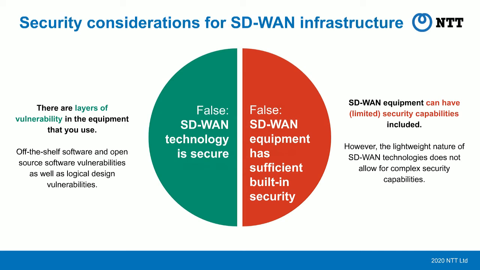In a moment, I'll show you through basic threat modeling where these vulnerabilities and logical design vulnerabilities expose weaknesses in the infrastructure, and that must be considered. The other one is that the equipment has sufficient built-in security as well. So SD-WAN equipment is built to process packets at high speeds, and a number of partner technologies do have security functionality built in, which, dependent on risk analysis, may be acceptable for the use case.